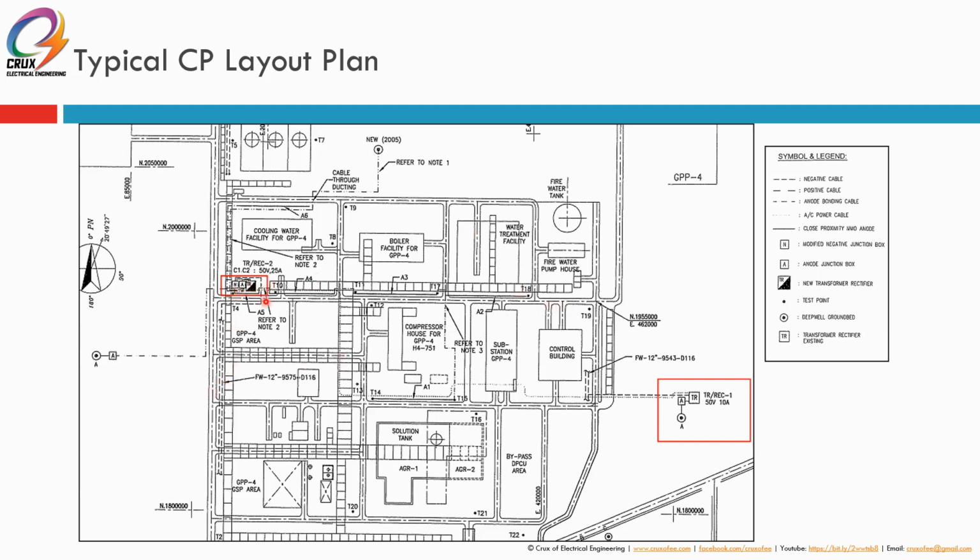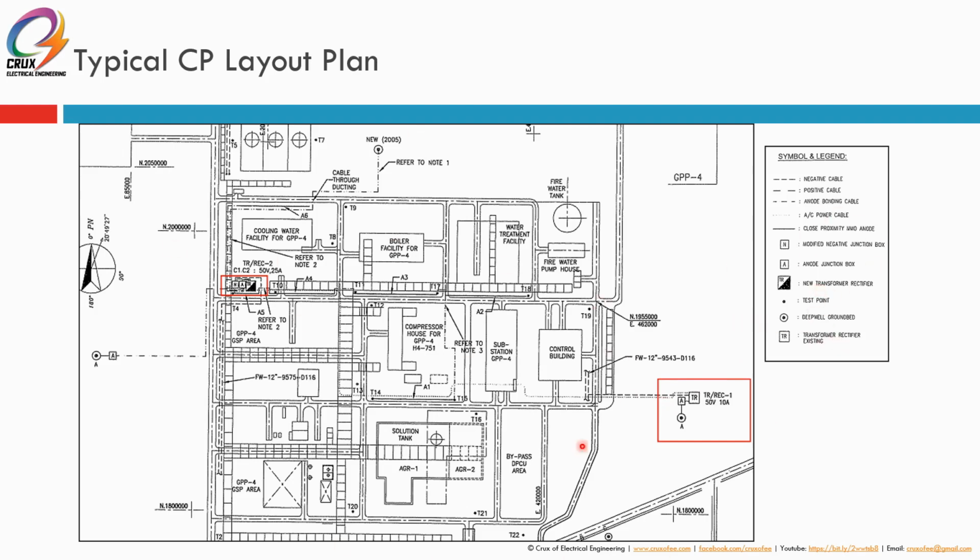So there are two systems here. This is the first system, transformer rectifier unit number 2, and this is transformer rectifier unit number 1. So 50 volts and 10 amps is the output of your DC rectifier, the maximum it can go. It's not always at 50 volts or 10 amps. Once you switch on and do the first commissioning, which is the close interval potential survey, you will know what voltage and what current is supposed to be maintained continuously for the next 15 to 20 years.